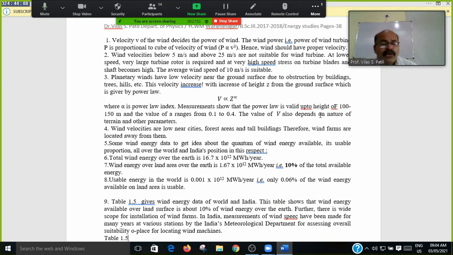The sixth, the total wind energy over the earth is 16.7 into 10 raised to 12 megawatt per year, and the wind over the land area is equal to 1.67 into 10 raised to 12 megawatt hour per year. That is 10% of the total energy of India. The usable energy in the world is 0.001 into 10 raised to 12 megawatt per year, and only 0.06 of the wind energy will be available on the land area, that will be the usable.